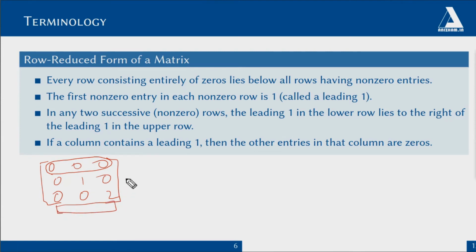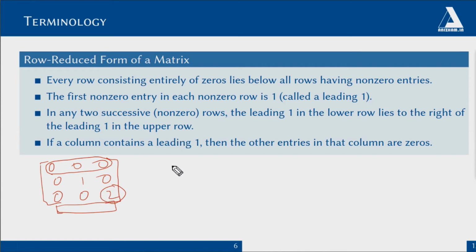But another condition, the first non-zero entry in each non-zero row is 1. Here that is also not satisfied because this non-zero entry is 2. So this is also not satisfied. So this is not a row reduced form of a matrix because two different conditions don't get satisfied.